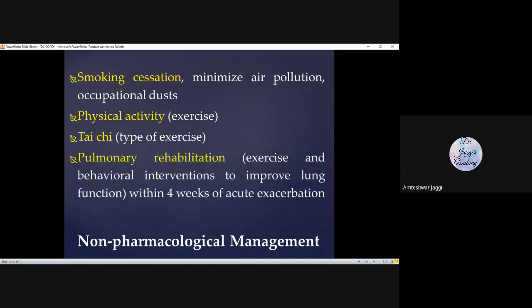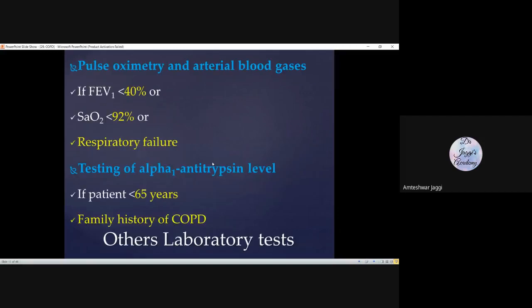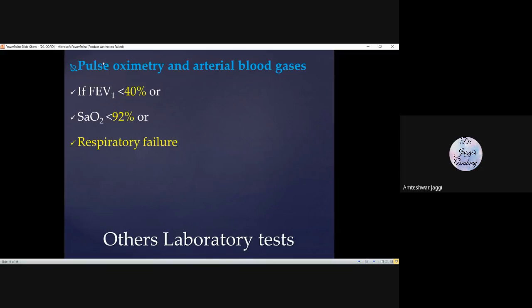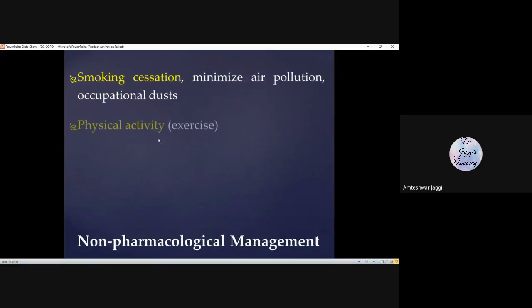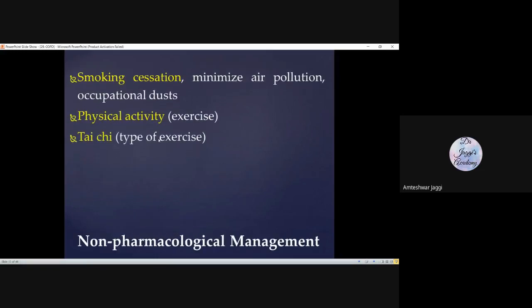And this is another thing, pulmonary rehabilitation. What is that? Let's consider this case. A person was in a very severe condition. When the person is in a very severe condition, you will admit the patient to the hospital. Once the person goes into the hospital, you will go for the treatment. Once the condition improves, obviously he will be discharged.